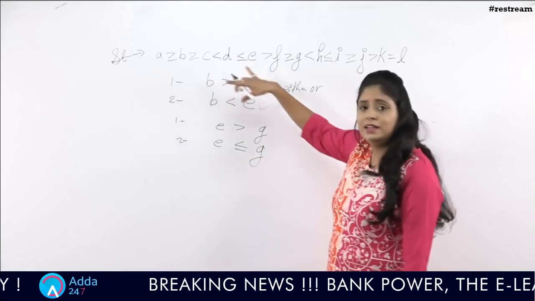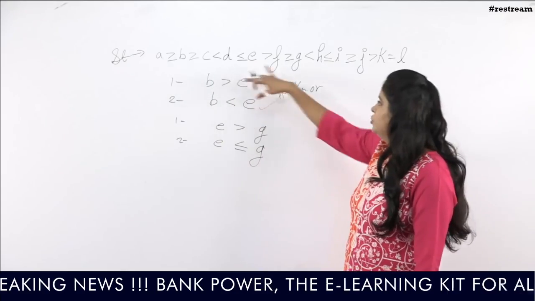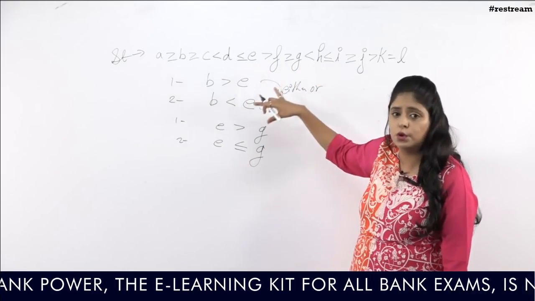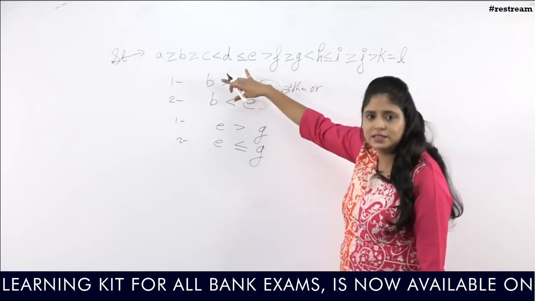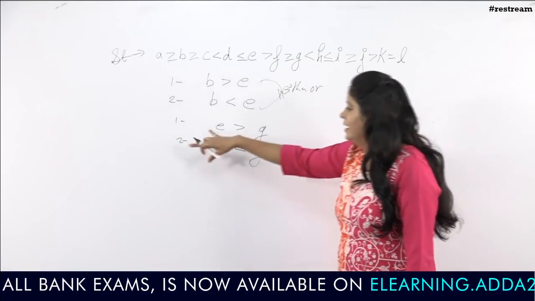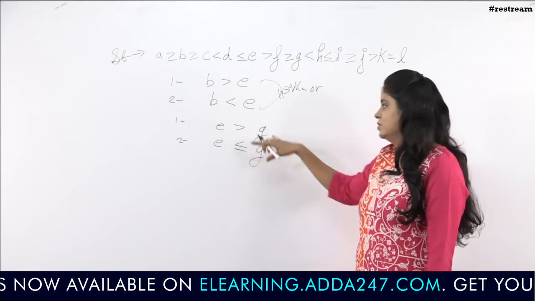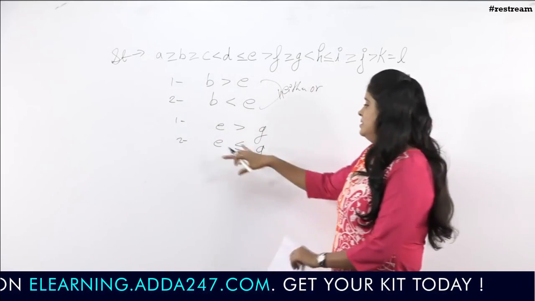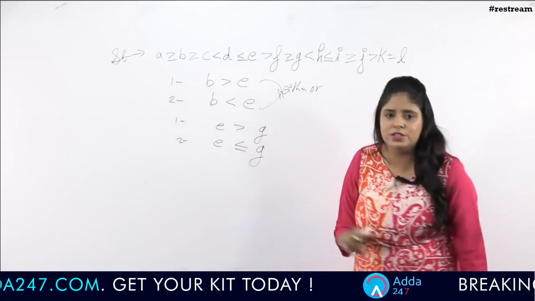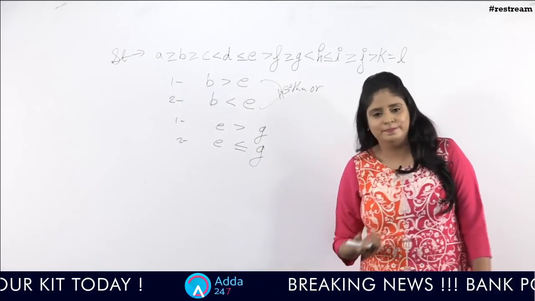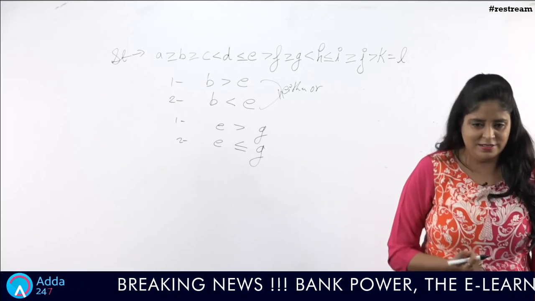Actually, just see the placement of E and G in the given statement also. This is E, this is G, and in our conclusion it is saying E is greater than G. Second one is saying E is smaller or equal to G. So what will be your answer? Come on, be quick, fast.